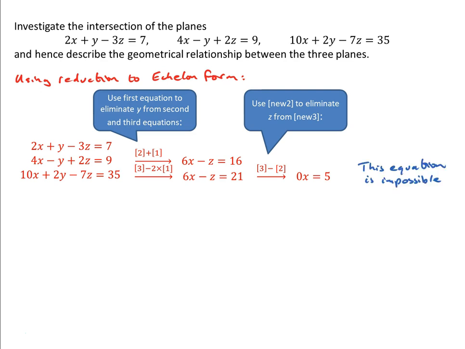Now that's impossible. So that means that the three equations that we've got are inconsistent. There is no value of x, y and z which satisfies all three of those equations at the same time.